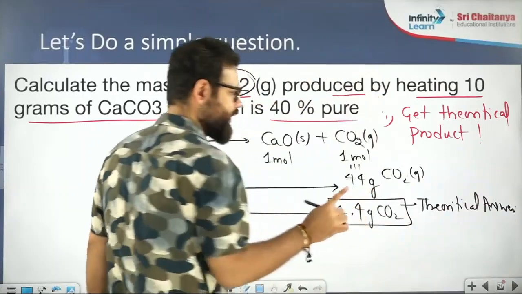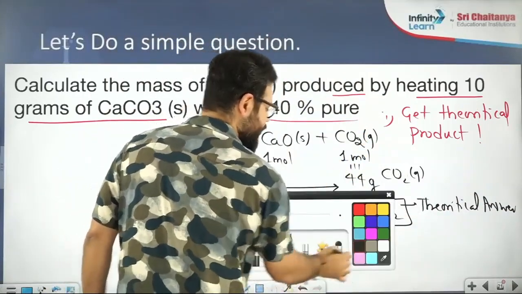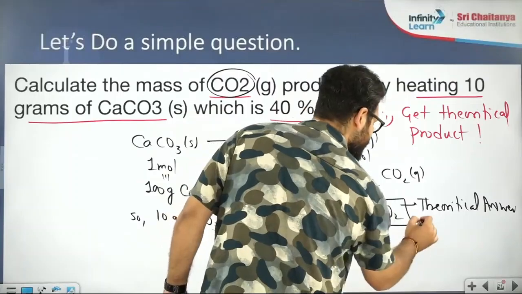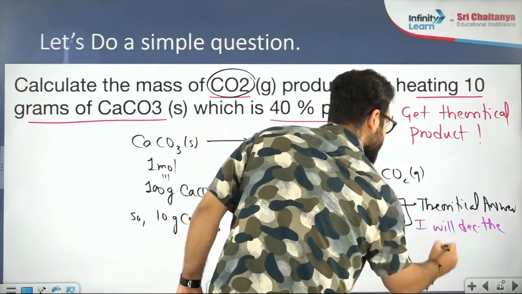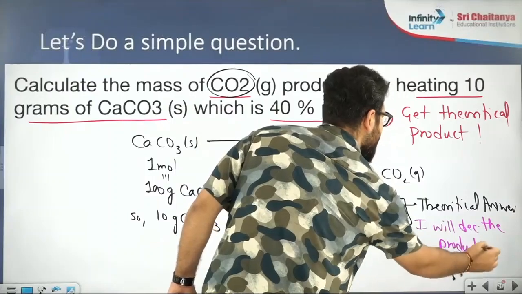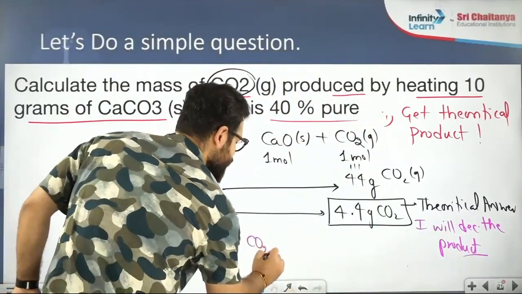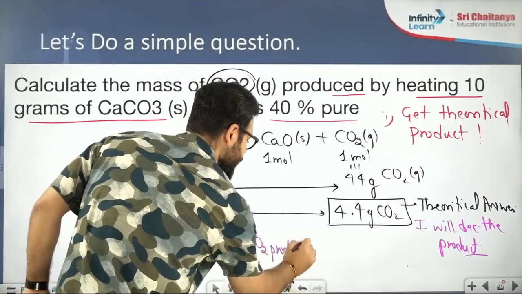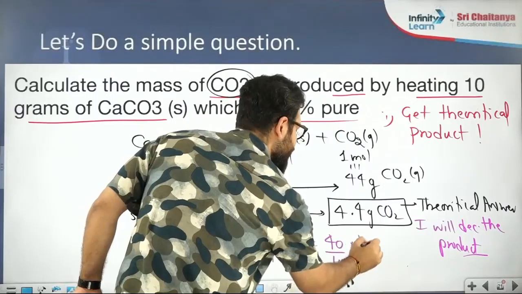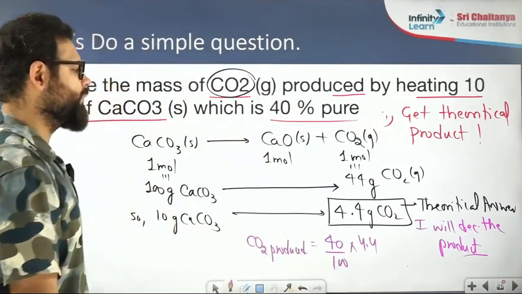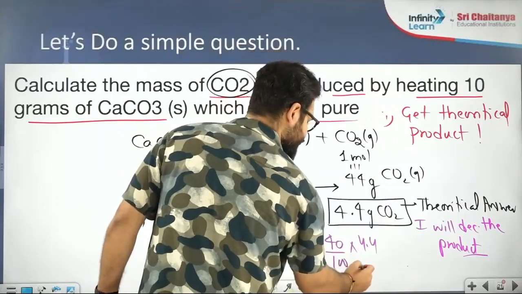Okay, this is not the answer. It is the theoretical answer. But we know CO2 is a product here. Then you say, I will decrease the product. So multiply with the percentage. Percentage is given, 40%. So the CO2 produced will be 40% of 4.4. This will be the final answer.